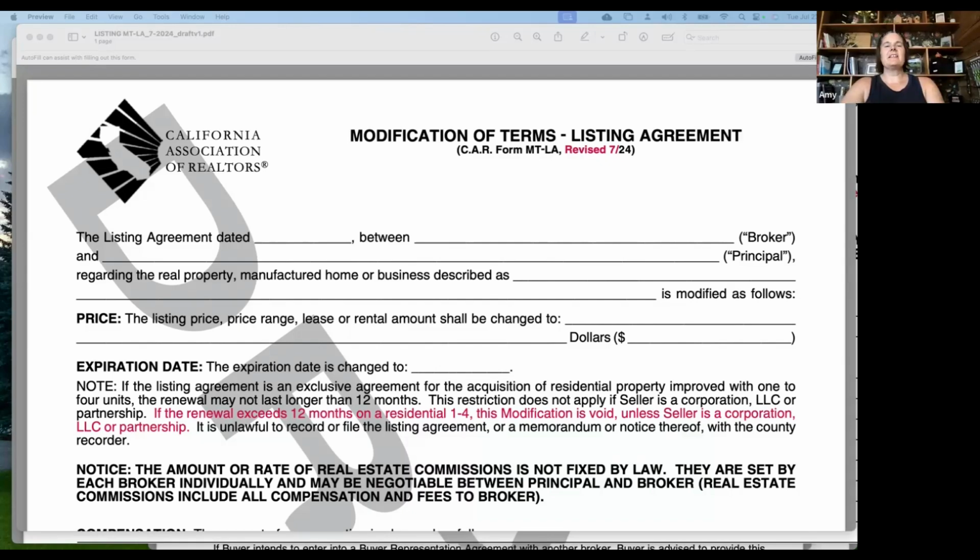Right, and it's straight up 3 o'clock. So let's get started. This one's going to be short and sweet. We're just covering the modification of terms.